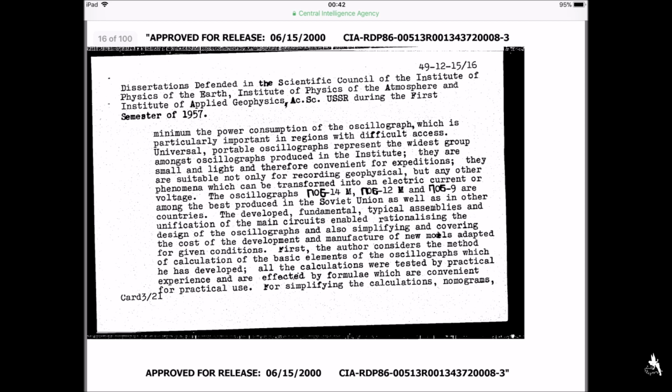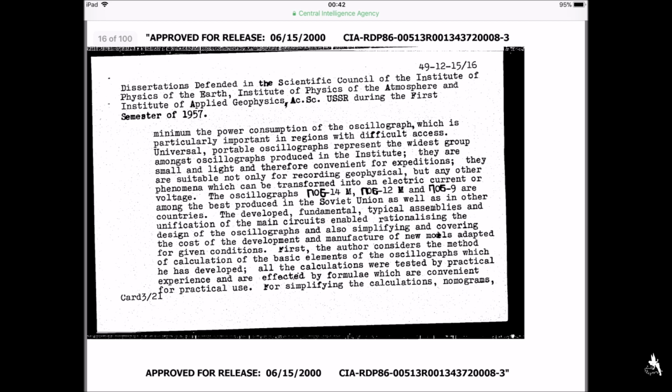Universal portable oscillographs represent the widest group amongst oscillographs produced in the Institute. They are small and light and therefore convenient for expeditions. They are suitable not only for recording geophysical but any other phenomena which can be transformed into an electric current or voltage. The oscillographs are among the best produced in the Soviet Union, as well as in other countries.